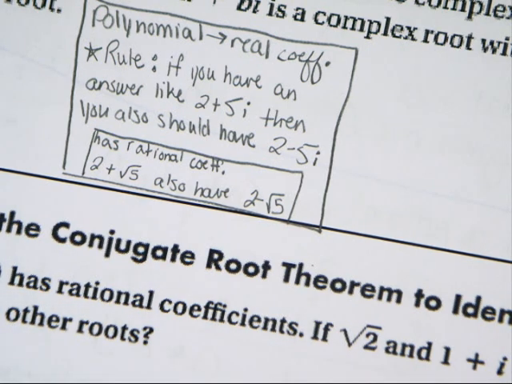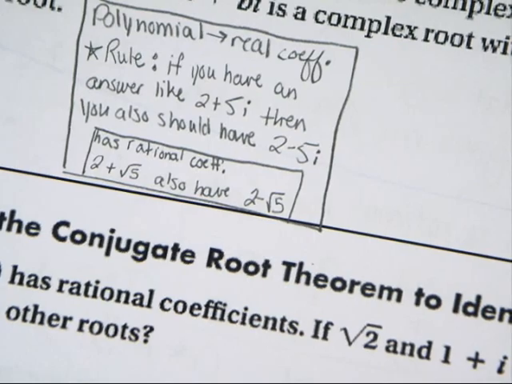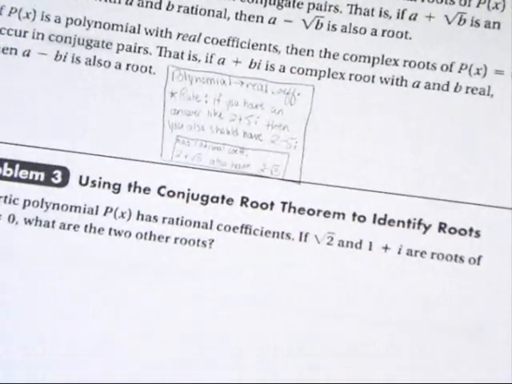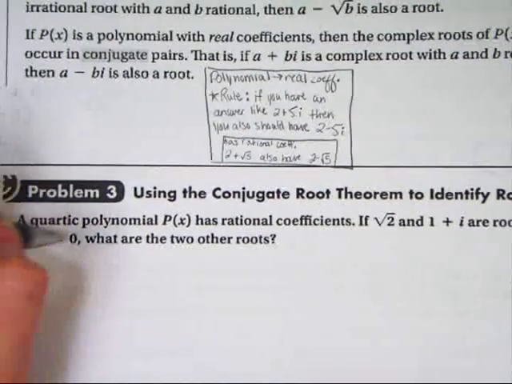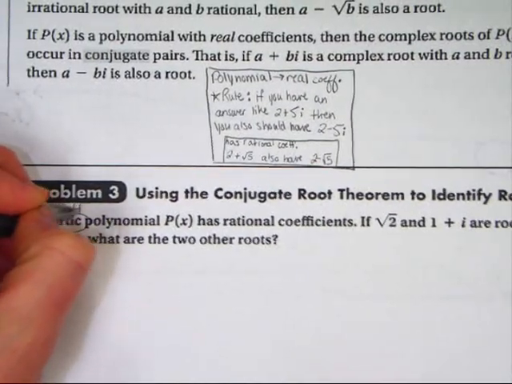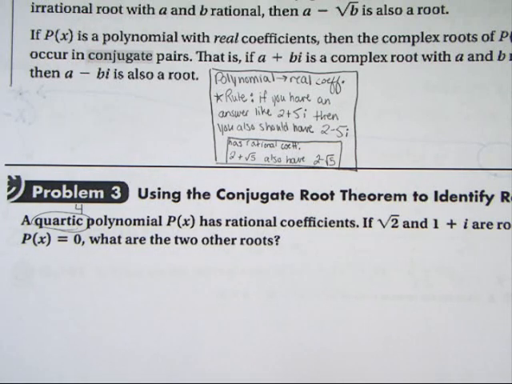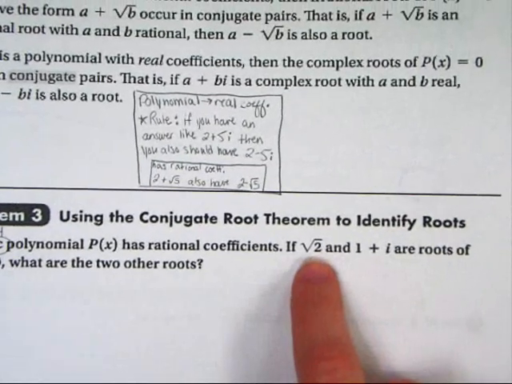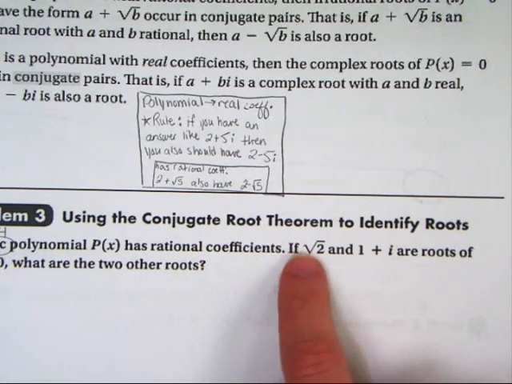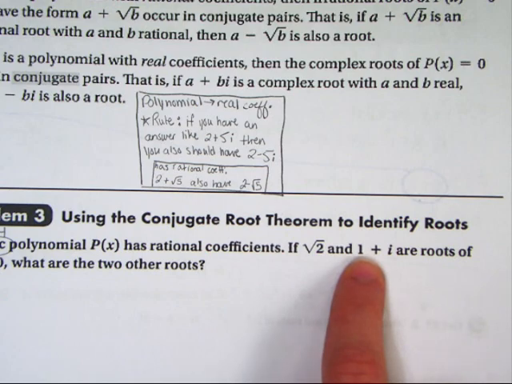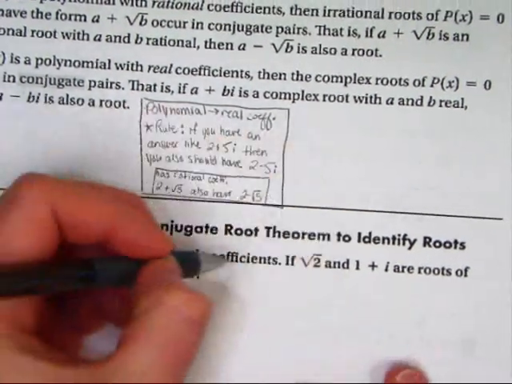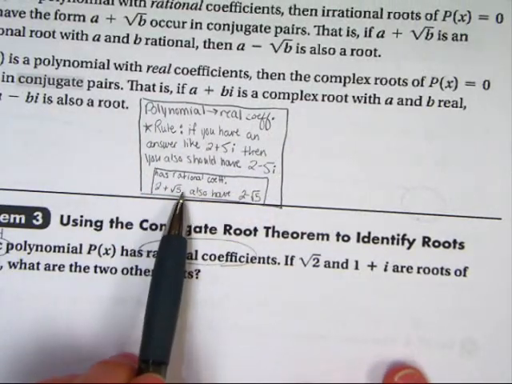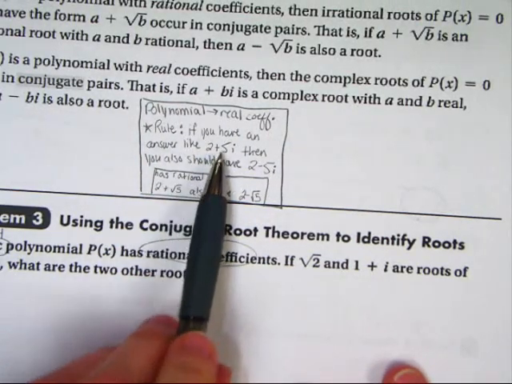Now what I want to do is take this idea and apply it and see how you understand, using the conjugate theorem to identify different roots. A quartic, you should know, has a degree of 4. A quartic polynomial has rational coefficients. If the square root of 2 and 1 plus i are roots, what are the other two roots? Well, it has rational coefficients, so I can follow both of the items inside of here.